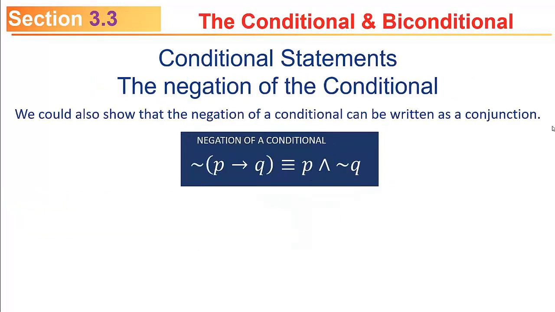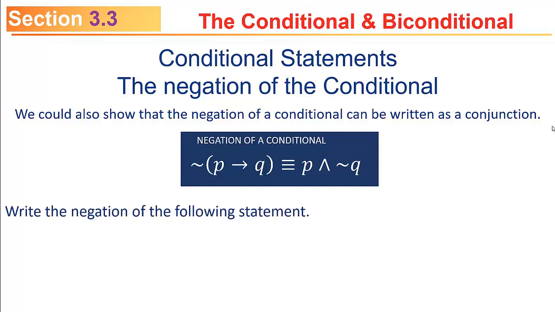I'm not going to go through this, but we could show that the negation of a conditional can be written as a conjunction. A conditional can be written as a disjunction, an or. The negation of a conditional can be written as a conjunction, which is an and. There's the formula. I derived the other one, or at least I showed that it was true. I'm not going to do that here, but it would be just as easy to do as the other. We just take it for granted.